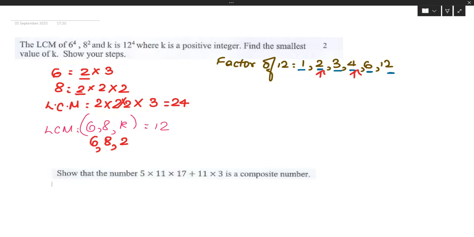Okay, now here is the next one coming up for you. Show that the number 5 into 11 into 17 plus 11 into 33 is a composite number. Any idea how to do this, Rahul?